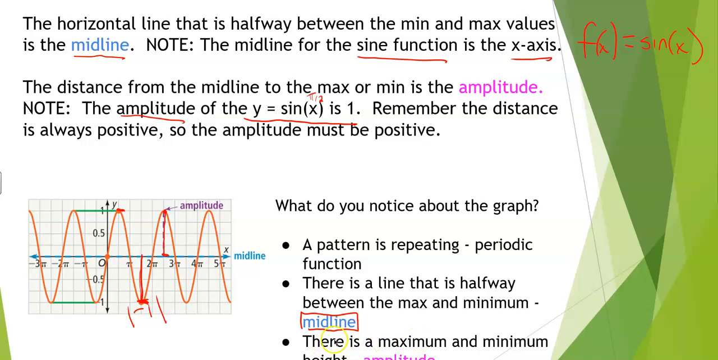You can't read this again because of the way the screen is, but this says that there is a maximum and minimum height, and we call that the amplitude. I'm just repeating the height being the distance to the midline.